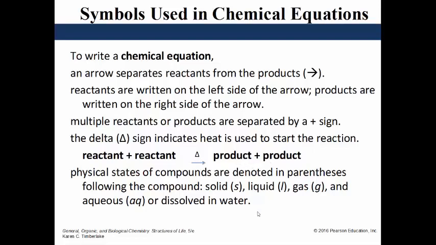Now, some elements can exist in more than one physical state: solid, liquid, gas. So you have to indicate what form of that element or compound you're talking about, so you can be as clear as possible. So for example, water, H2O. If you see water in an equation, well, that could mean liquid water, it could mean water vapor, the gas form, or it could mean solid ice, the solid form. So you need to indicate those physical states just behind the compound you're talking about. To indicate solid, you would put s in parentheses; liquid, lowercase l in parentheses; gas, lowercase g; or aqueous, which means being dissolved in water.